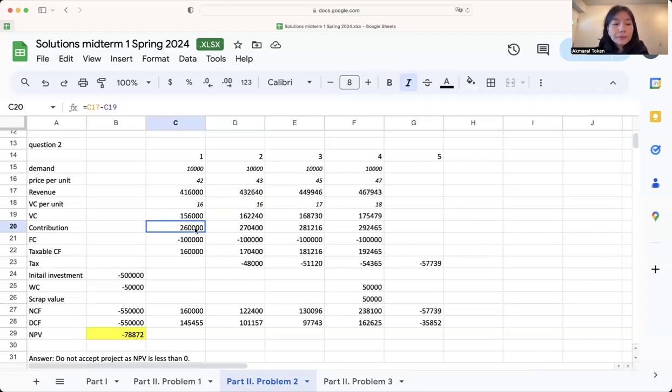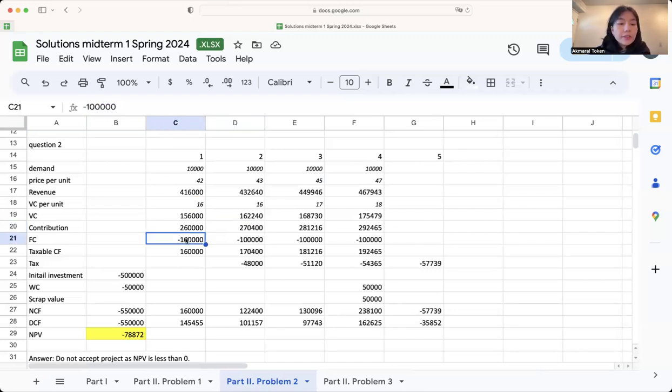So contribution is the difference between revenue and variable cost. In this case, it's not necessary to include, but I've just included it to show the intermediate result. So revenue minus variable cost in this case for the first year is $260,000, and the same calculation applies for the second, third, and fourth year of operations. You just subtract variable cost from revenue.